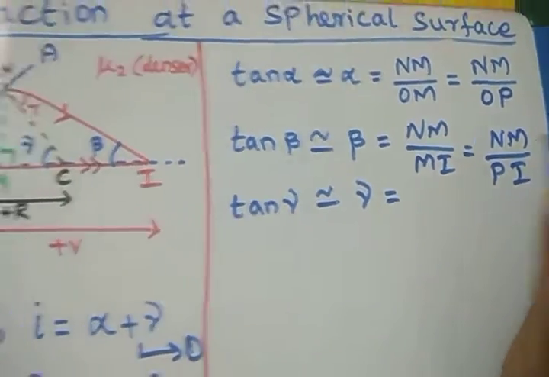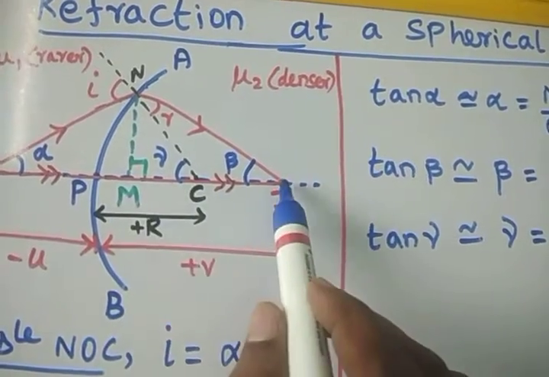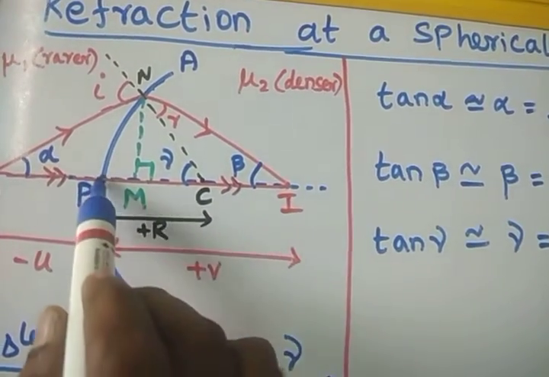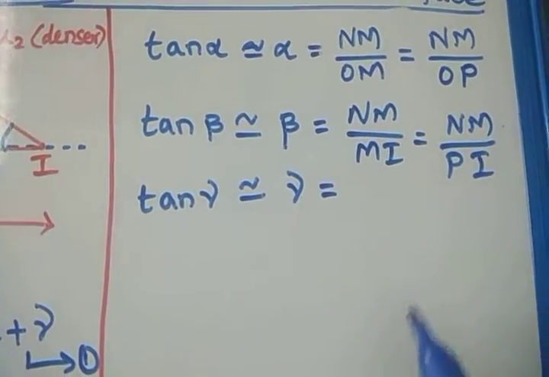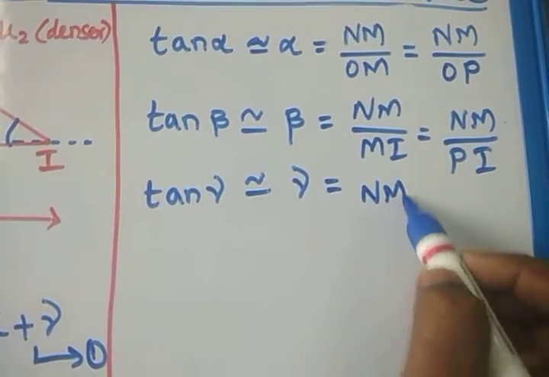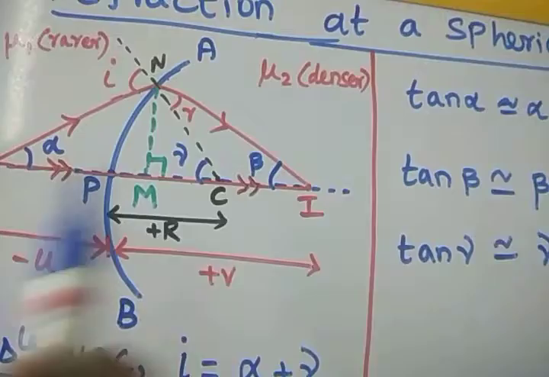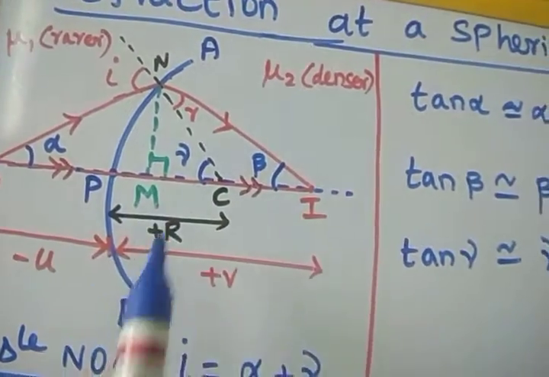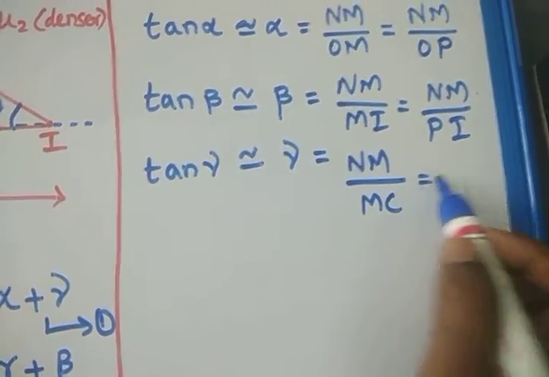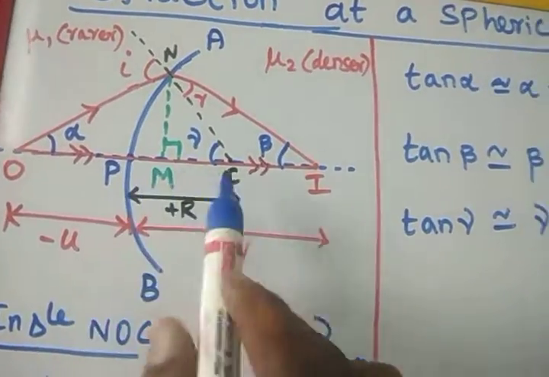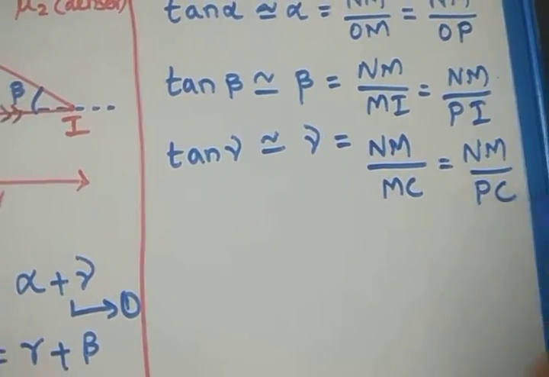So again I will show you. This is the opposite side for beta, and what is the adjacent side? Mi. So this Mi is approximately equal to Pi because this is a very small distance. Similarly for the gamma angle, opposite side is Nm. For all the cases Nm is the opposite side, adjacent is MC. So the MC is approximately equal to PC.